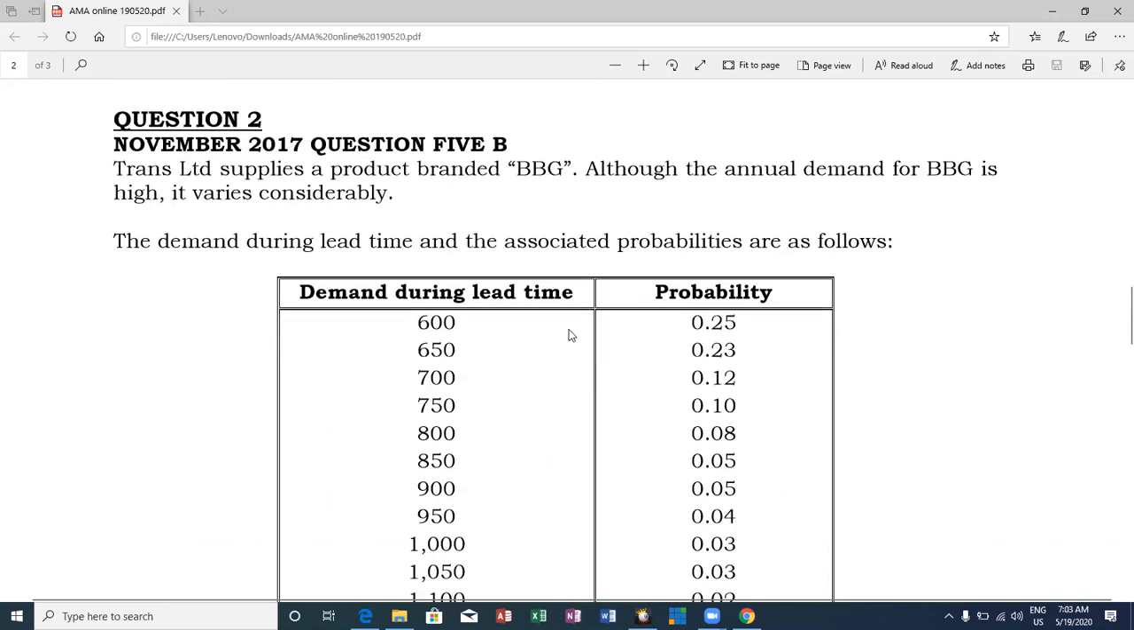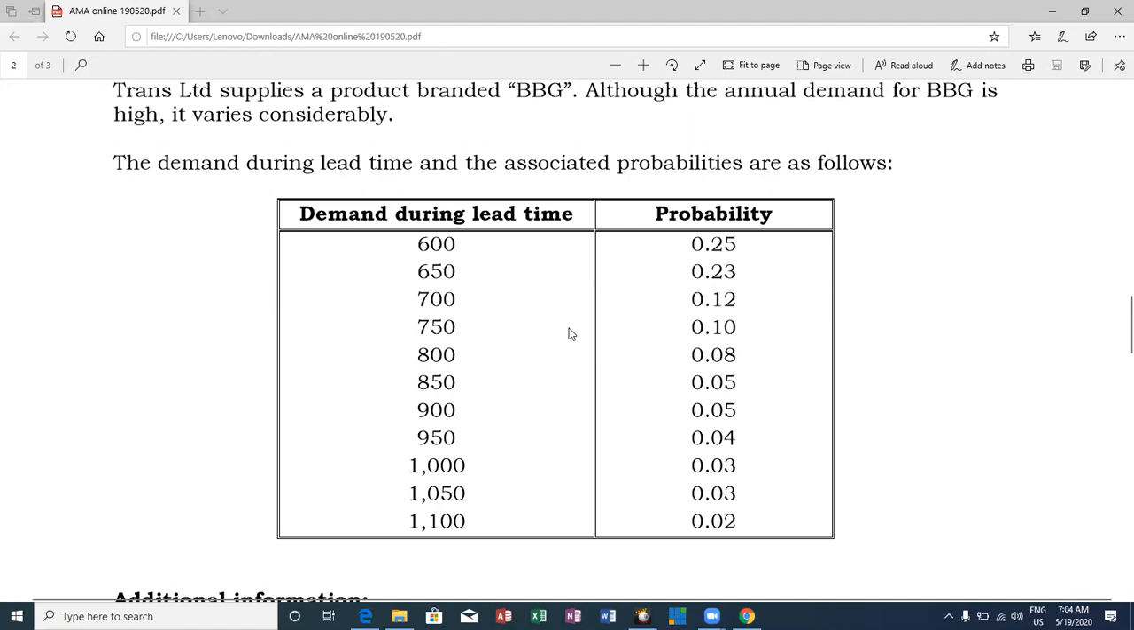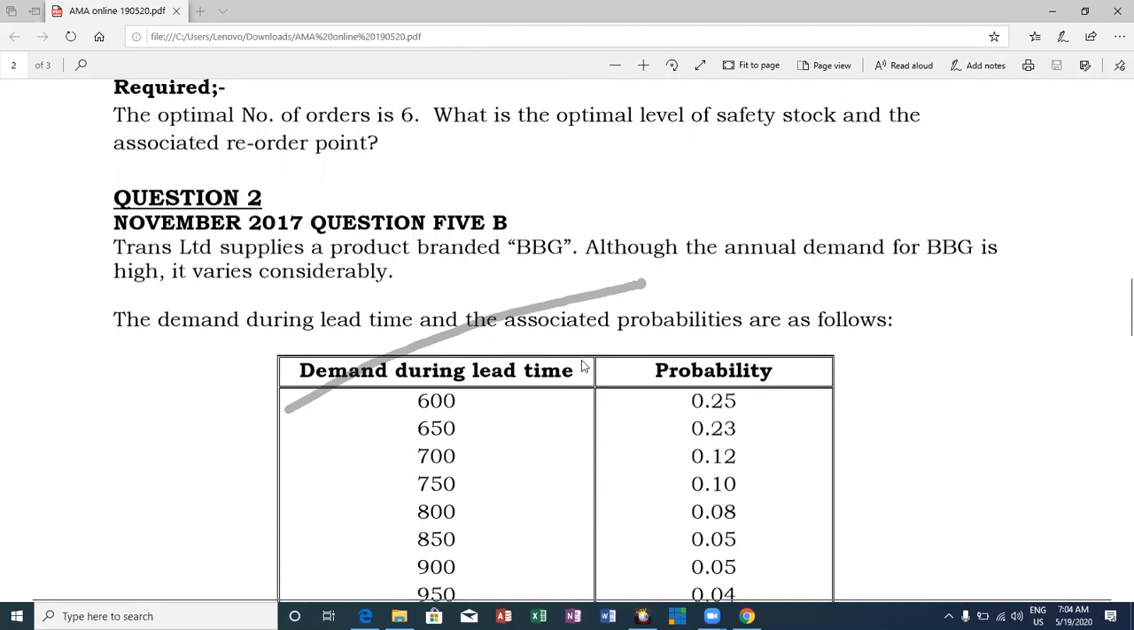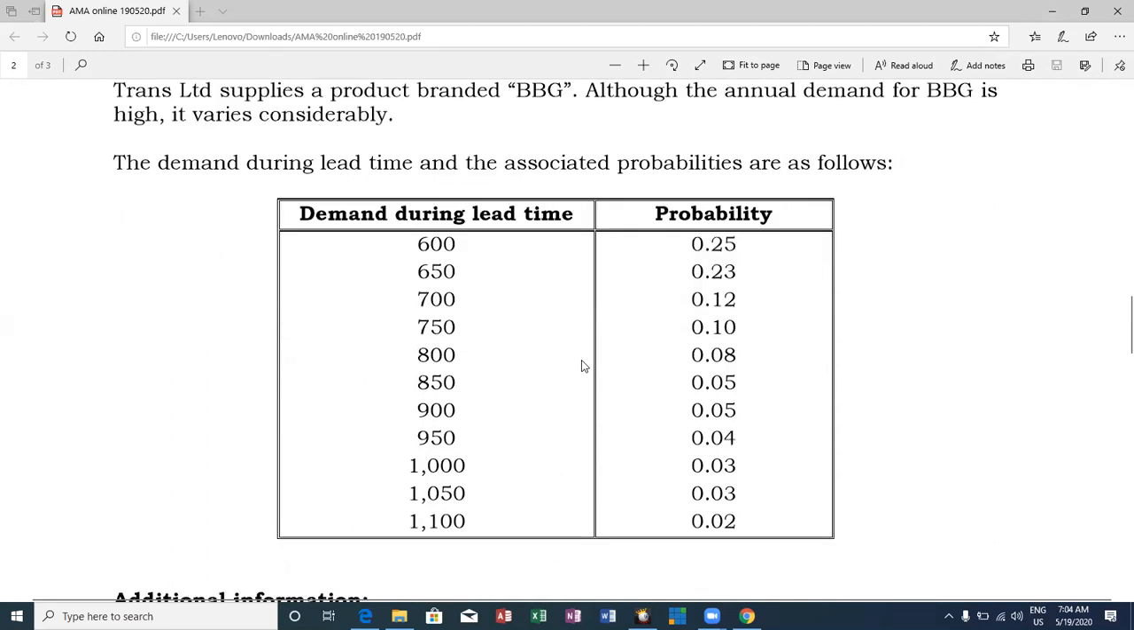So remember, we have our probabilities all the way from 600 up to 1100. They've given us so many probabilities. I can see the probabilities. The probability for 600 is 0.25. For 1100, the last one, it is 0.02. And then we have 1050, probability 0.03, like that. I don't want to copy everything. Remember, how many units have we decided to work with?